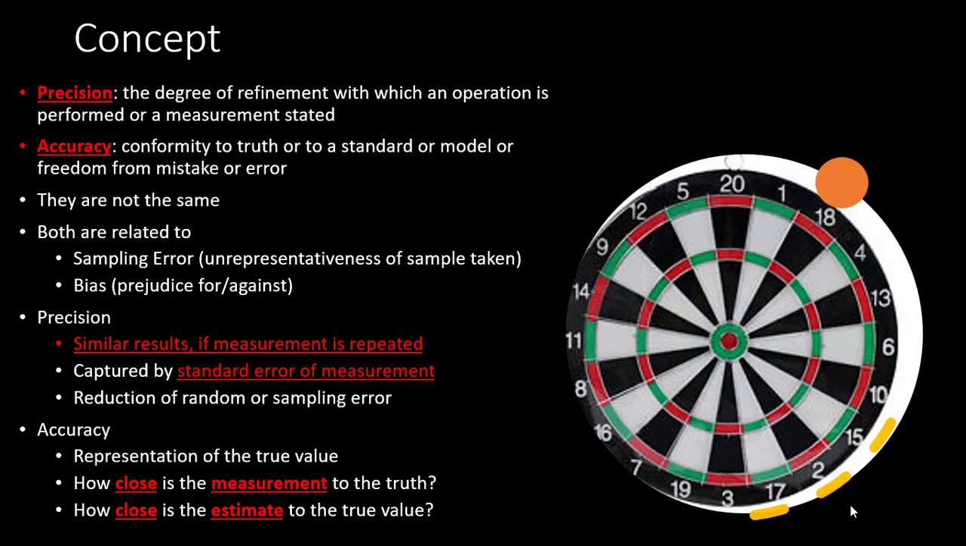If a measurement represents the true value, the real value, then we can look at it as being accurate. The two are not the same, they are very, very different, but they are related to the sampling error in your work, in your field work, or in your data collection. So if you use an unrepresentative sample, then you are going to have a lot of sampling error.